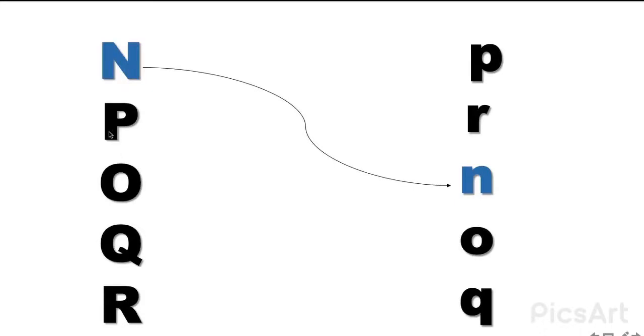Letter P. Capital letter P. Let's find small letter P. Yes, double click on a small letter P. Good. O. Capital letter O. Let's find small letter O. Yes, double click on small letter O.